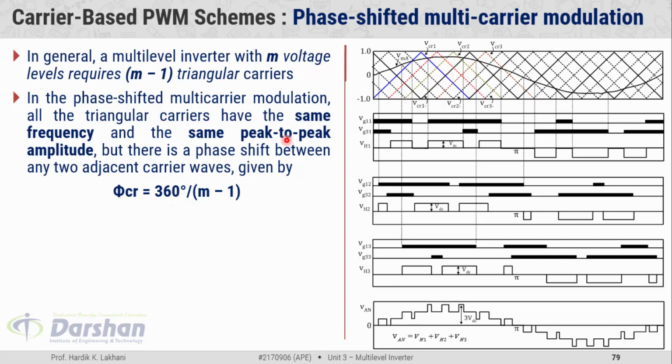In the diagram, you can see that there are 6 carrier signals: VCR1, VCR2, VCR3, then VCR1 minus, VCR2 minus, and VCR3 minus. 6 triangular carrier signals. All of them have the same frequency. That means the time required to complete one cycle by each of the carrier signals is the same, as well as the peak-to-peak magnitude of all the carrier signals. The only difference is in the phase displacement.